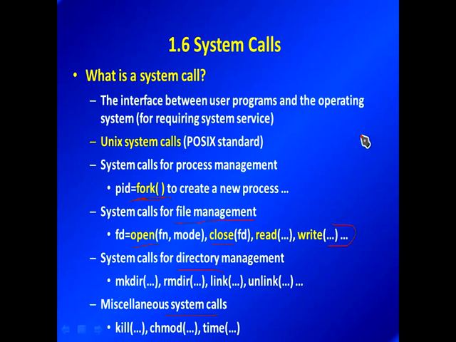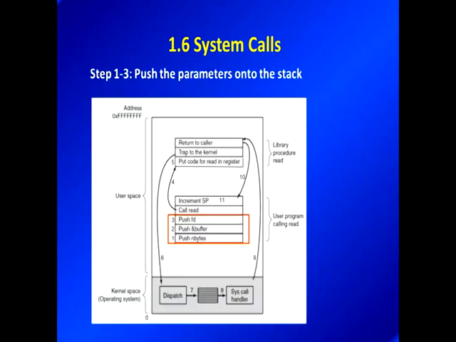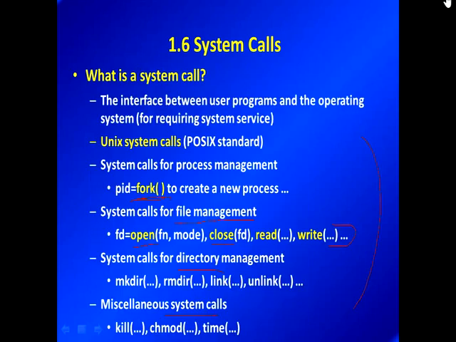Okay, so we just need to know there are lots of system calls to finish different jobs. And if we want to use a system call to finish some job, there is a general way to do it. Usually we have 11 steps to finish a system call. In this figure we just take read as the example. If we move back to this slide, you can see we have this system call read.